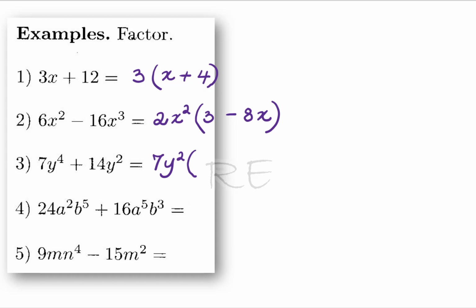Between y fourth and y second, the greatest common factor is y second. We're left with y second plus 2.